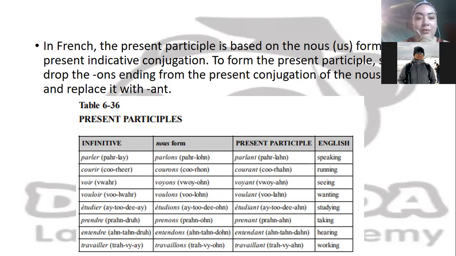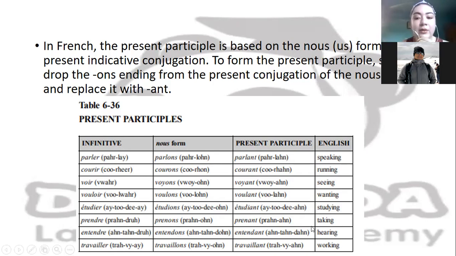Vouloir. Yes, very good. Its nous form is voulons, and its present participle is voulant. Next verb, we have studying. Studying in the infinitive form is étudier. The nous form is étudions, and the present participle is étudiant.